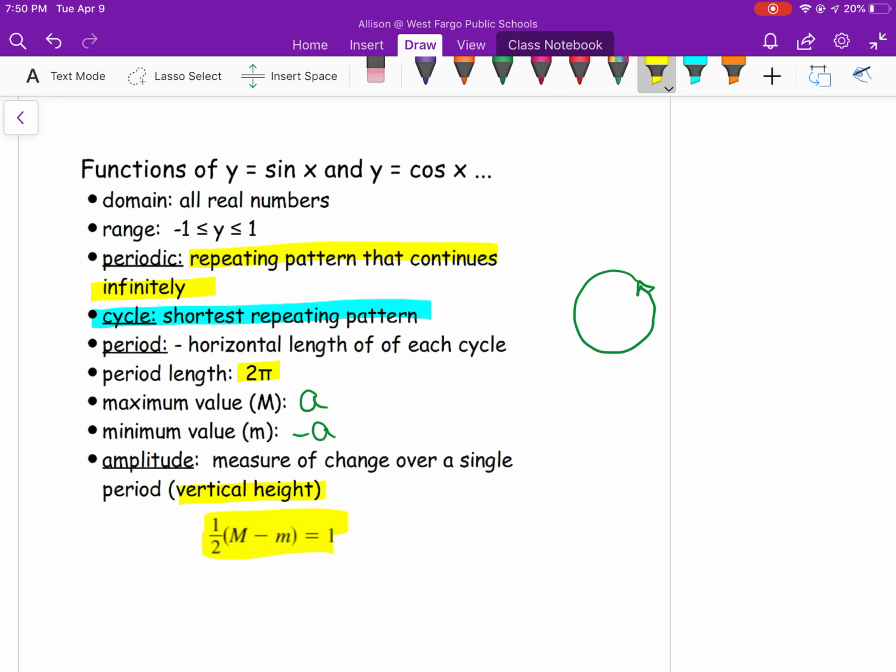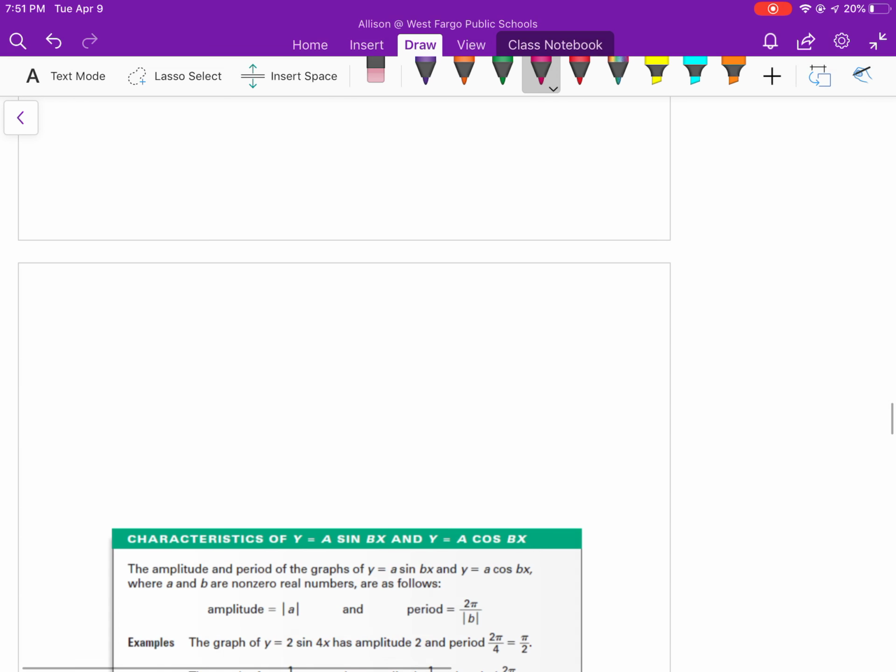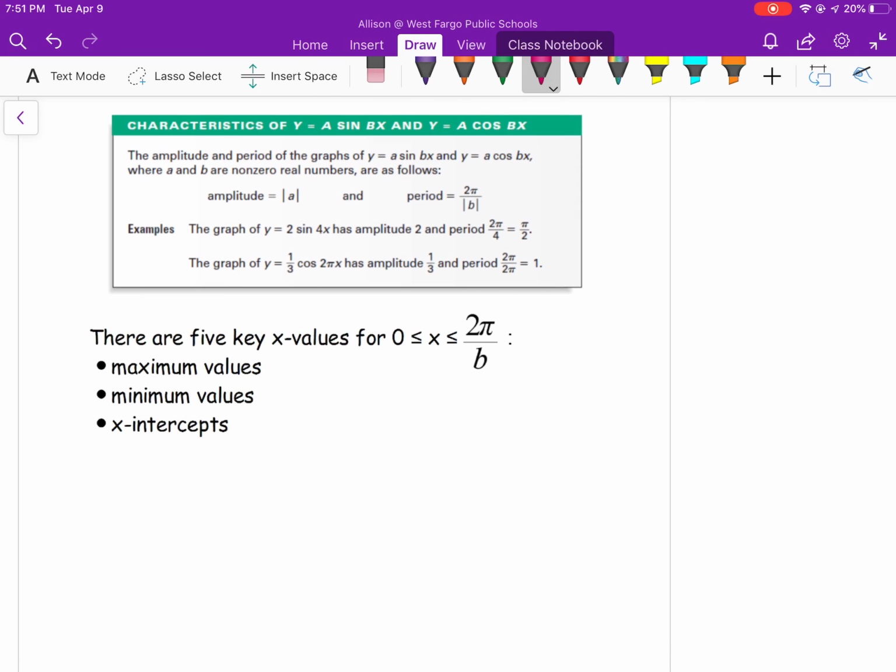Here's an equation. We're going to need that in the third section, more importantly, when we're trying to look at the graph and try to find the amplitude from the picture. But if you take the average of the heights, or if you take the max height minus the min height and take the half of that, it equals 1 in the parent function. So that's how you can find the amplitude too if you're unsure. So here are some key features of these graphs.